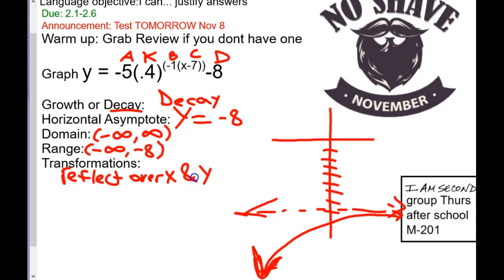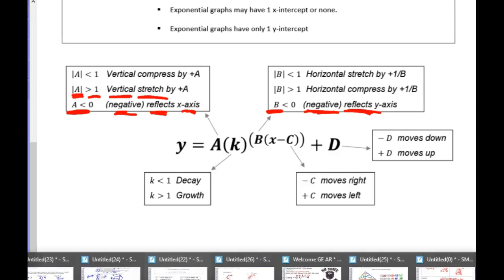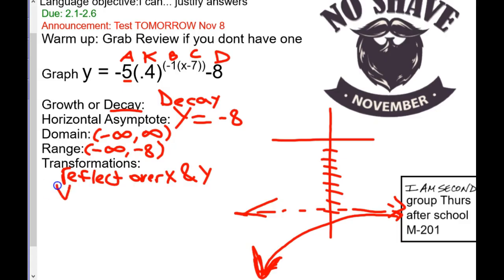Okay, going back to the A value. A is 5, and 5 is greater than 1. So when A is greater than 1, that's a vertical stretch. And we already talked about B.